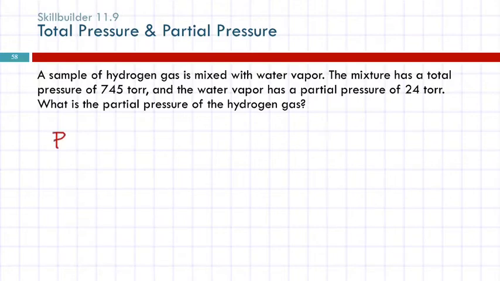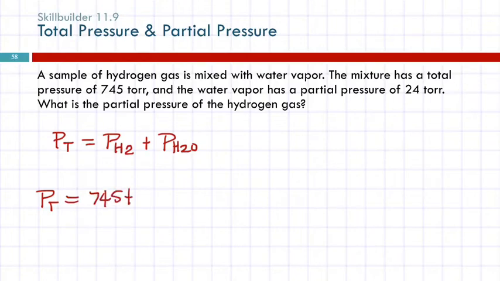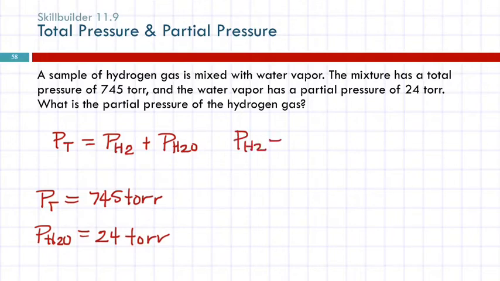Well, total pressure is going to equal the pressure from the hydrogen plus the pressure from the water. The total pressure, we're told, is 745 torr. And the pressure of the water vapor is 24 torr. How do we find the pressure of the hydrogen? We need to subtract. The pressure of the hydrogen is going to equal the total pressure minus the pressure of the water.